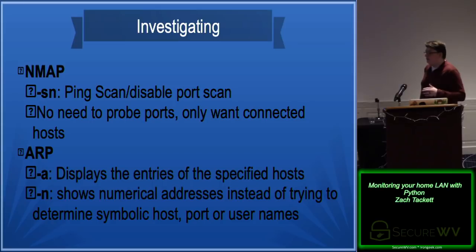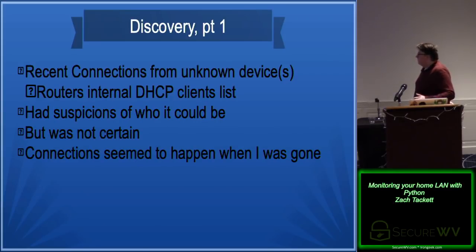I passed the dash AN options to it in order to get back both the MAC address and the IP address that the device was connected with. On my router, and I don't know how many different types of routers are like this, there is an option where you can view what devices are currently connected, the DHCP protocol or clients list. On there, I could see that someone had, in fact, gotten into my network.